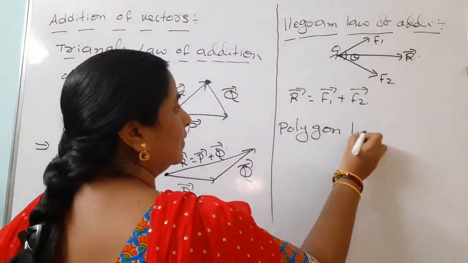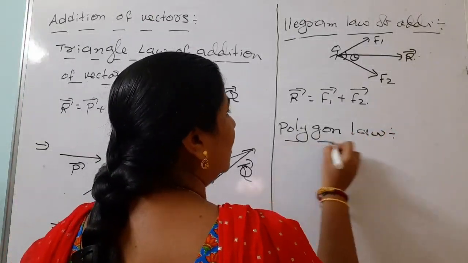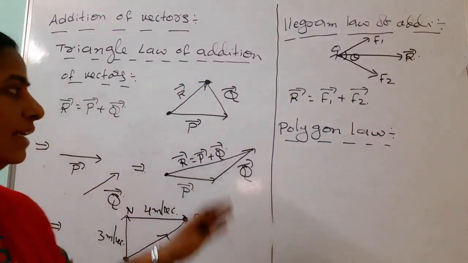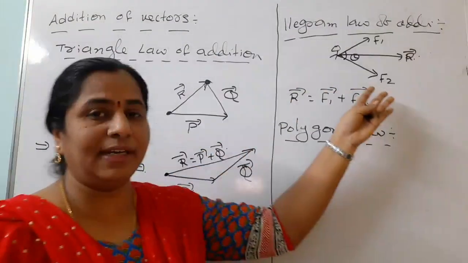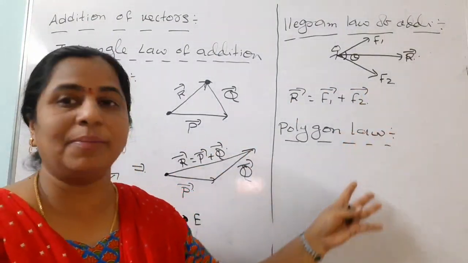Polygon law. What is the polygon law? Poly means many sides are there. See, here only 3 sides are there, where we are finding the resultant of two vectors. But here many sides are there.